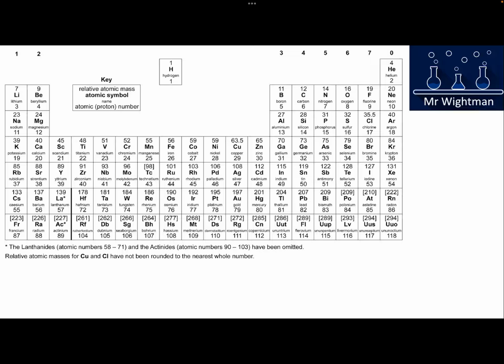I'll be needing to use the periodic table to work out relative molecular or formula mass, and it's important to know which value you need to use to do this. In this periodic table, as the key shows, I'll need to use the top number.